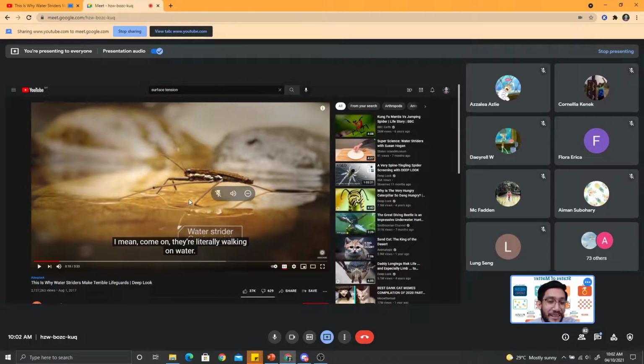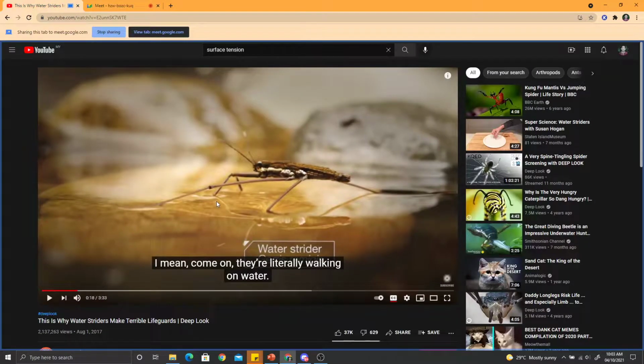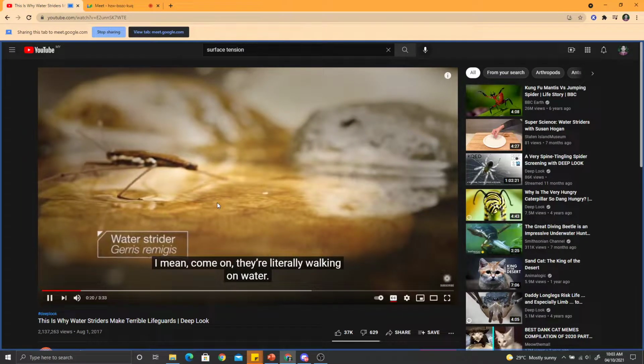Kalau you guys tengok, dia punya kaki is quite narrow, like jarum. So why wouldn't it just punch the water and terus tenggelam? Okay. Come on, they're literally walking on water.